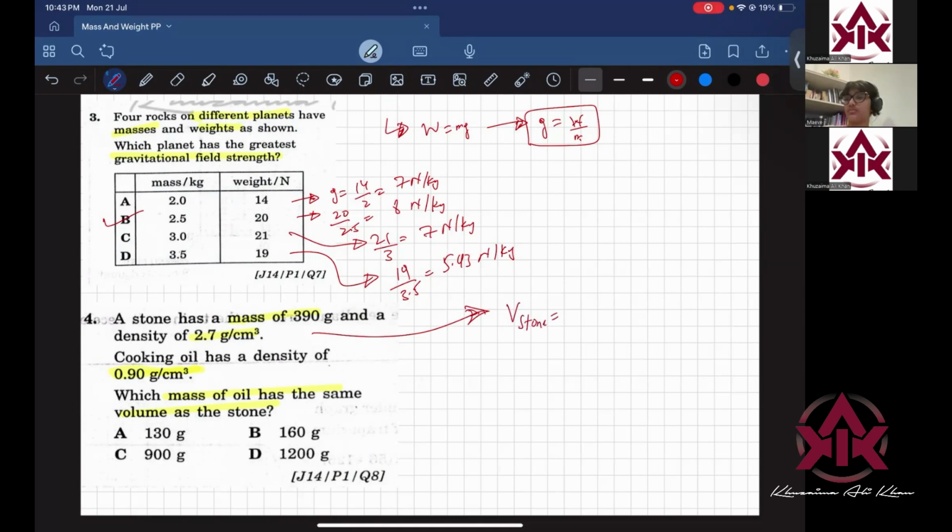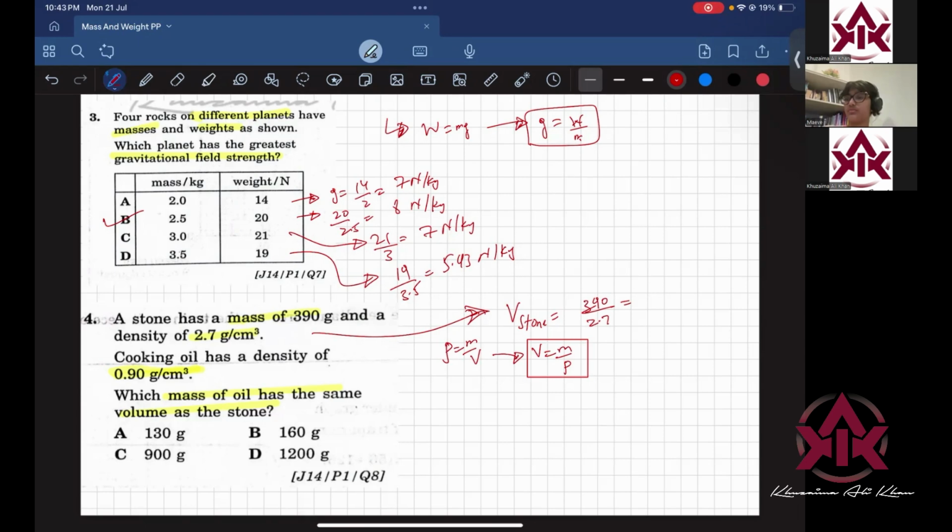If you recall the formula of density, density is mass per unit volume. If you want to make volume the subject, that is going to be mass upon density, right? So from this, we can find out the volume of the stone. The volume of stone is going to be 390 divided by the density of the stone, 2.7, right? So let's see what we get.